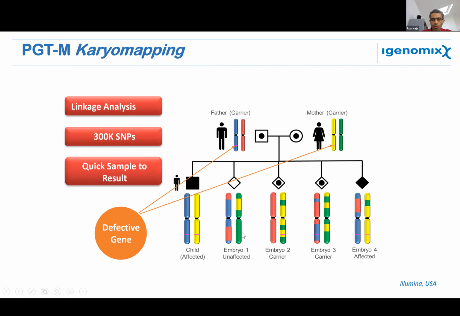For example, embryo 1 had inherited the blue section of the chromosome from dad and the green section of the chromosome from mom, so the unaffected sections of the chromosomes, hence the embryo is unaffected. Embryo 2 is a carrier because it got the yellow section from mom. Embryo 3 also is a carrier, it got the blue section from dad harboring the mutation. And embryo 4 is affected, same as the child, because it inherited the blue and the yellow sections of the chromosomes from the parents. So it's a very robust, straightforward technique.